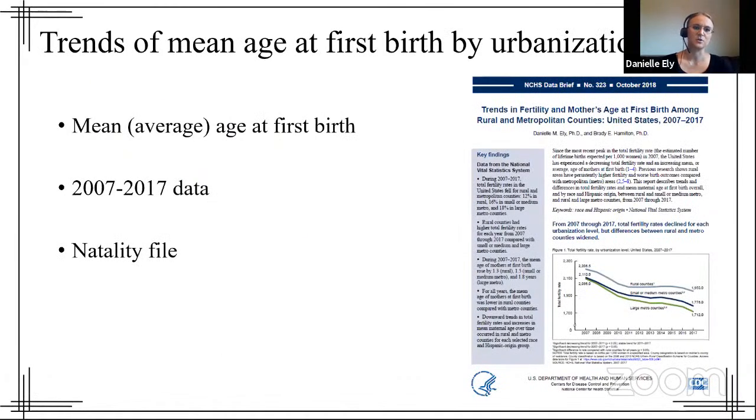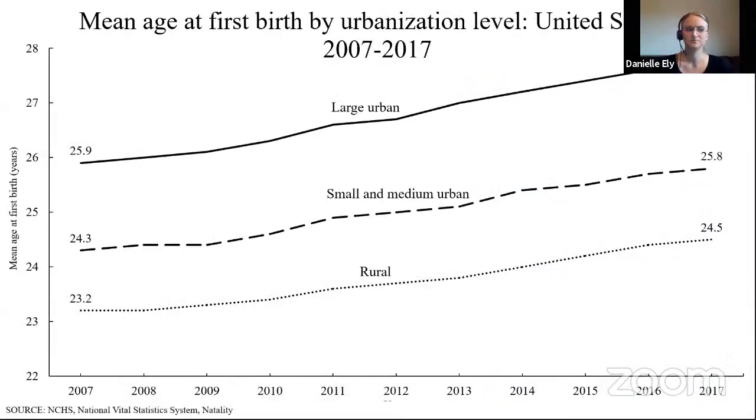Next in this project, we looked at the mean or average age at first birth over this same time frame. So over the same time frame, there was an increase in the mean age at first birth by urbanization level for all three categories. Mean age at first birth increased 1.3 years for rural areas, 1.5 years for small and medium urban counties, and 1.8 years in large urban counties.